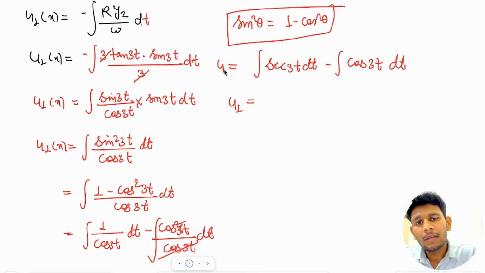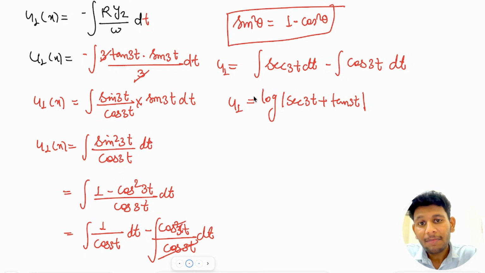So your u1 will be log of sec theta plus tan theta. So this will be the integration of sec 3t, log of sec 3t plus tan 3t, divided by 3. Here it will be 1 by 3, because it is 1 by 3, right? Minus, what is the integration of cos? Integration of cos will be minus of sine, I think.